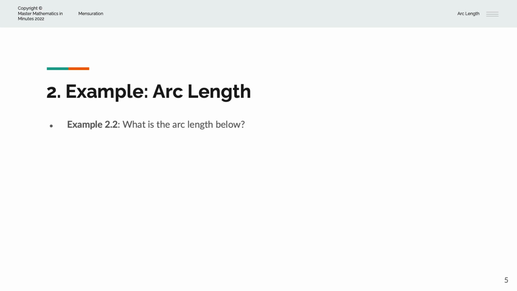In the second example, we're asked to calculate the arc length below. Visually, we have a circle with a radius of 2 centimeters. And we're given that theta is equal to 220 degrees. And we're asked to calculate the arc in red.